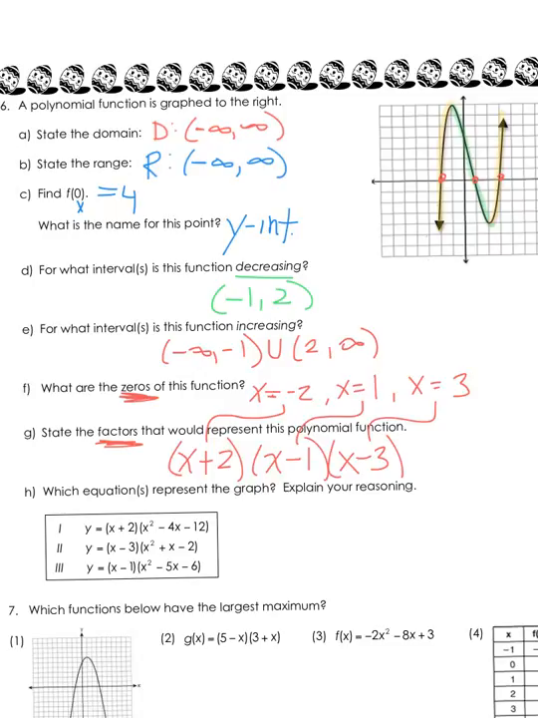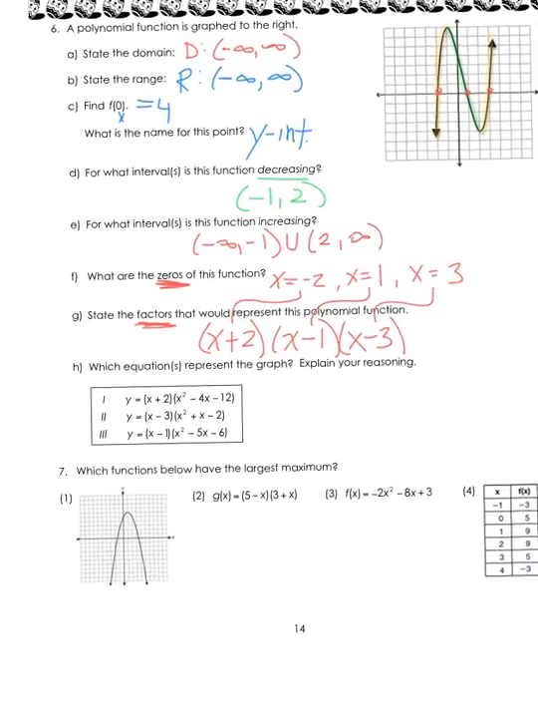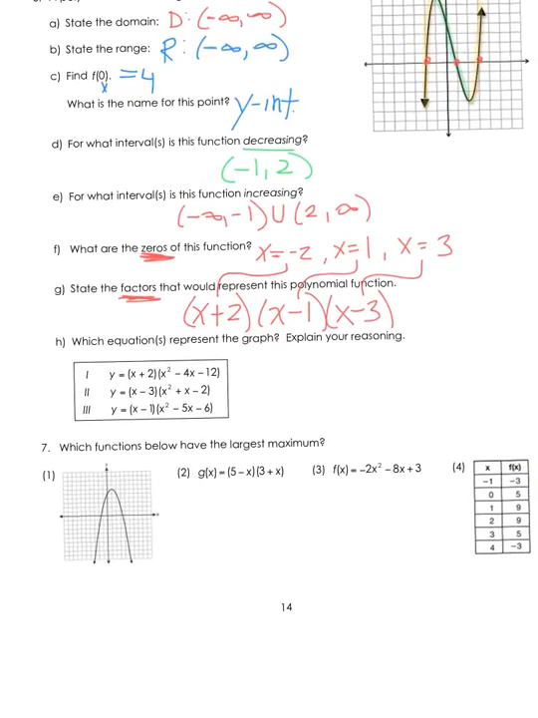Okay, I got to speed it up here. So I'm just going to talk about these last few. H is actually a lengthy problem. It says, which equations represent the graph? Explain above. So if you look at these three choices, they have it partially factored, okay? So number 1, they have it partially factored.